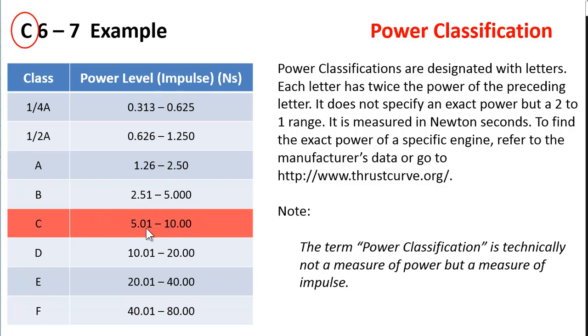Okay, that power level is measured in newton seconds, and obviously not all C engines are exactly the same. There's a range. If you want to find the exact power of the engine that you have, you'll have to go look it up in the manufacturer's data, or there's a very good website called thrustcurves.org, which is a website where you can look up test data for individual engines and find out what the actual power level is. By the way, the term power classification is technically not a measure of power, but a measure of impulse.